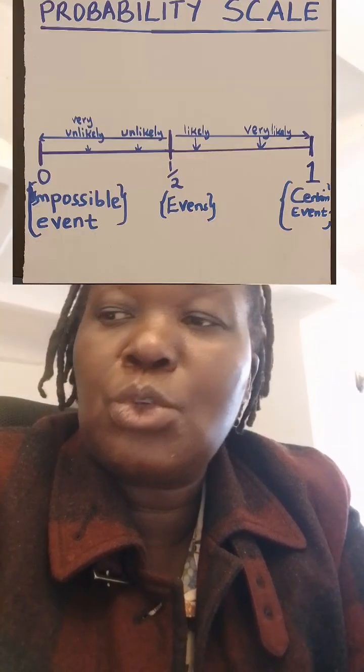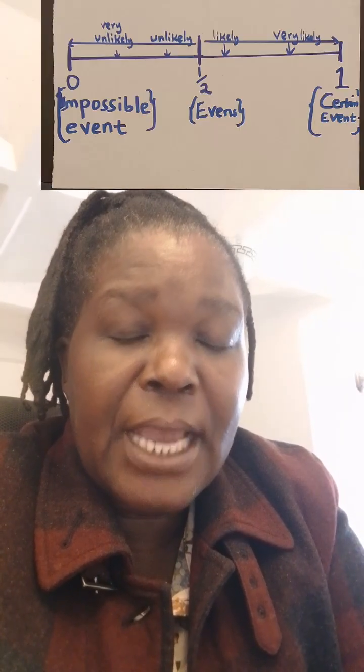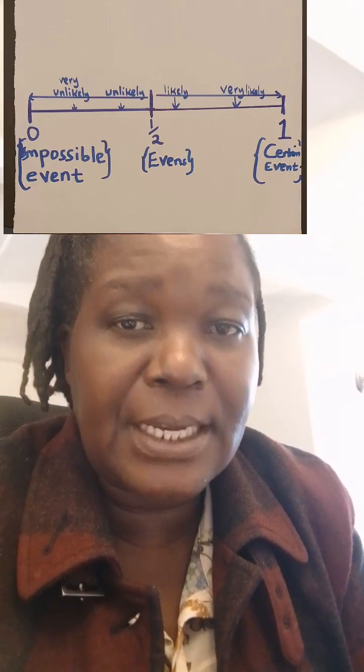Now, these events can be represented on a probability scale. Now, what is a probability scale? A probability scale is a horizontal line that runs from 0 to 1, where 0 represents impossible events. An impossible event is an event that cannot occur under normal circumstances. And 1 represents an event that is certain, an event that will occur under normal circumstances and will certainly occur.